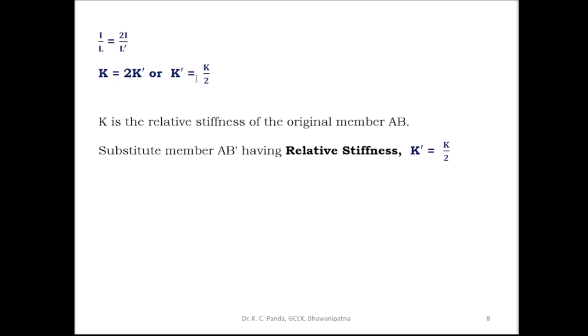K dash, the relative stiffness of the substitute member, is equal to the relative stiffness of the original member divided by 2. You can find the relative stiffness of the substitute member K dash, that is equal to the relative stiffness of the original member divided by 2. So if K is the relative stiffness of the original member AB, then it can be replaced by a substitute member AB dash having the relative stiffness K by 2 with fixed end at midspan.